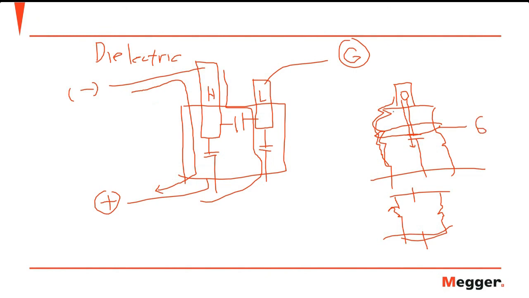So the current that will flow here will be captured by the guard, and it will be deducted from the total current that you are trying to measure. So just analyze where the current is flowing. If you want to divert that current to the guard, that's how you connect the guard. Just connect the guard to the portion where current is flowing which is not necessary or should not be included in the total computation of the resistance. Okay.